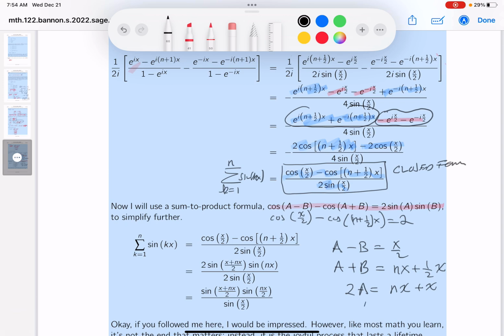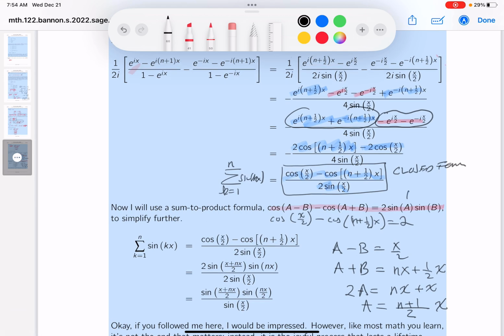So what do I get over here? A is equal to n plus 1 over 2 times x. All right? Not so bad, right? I got this over here. I got the A. I want to show you where that's written, by the way. That's written right over here. That's nx plus x over 2. Let's do the other one. Let's get the B. So let's write this down. I'm going to use this over here to figure out what the B is.